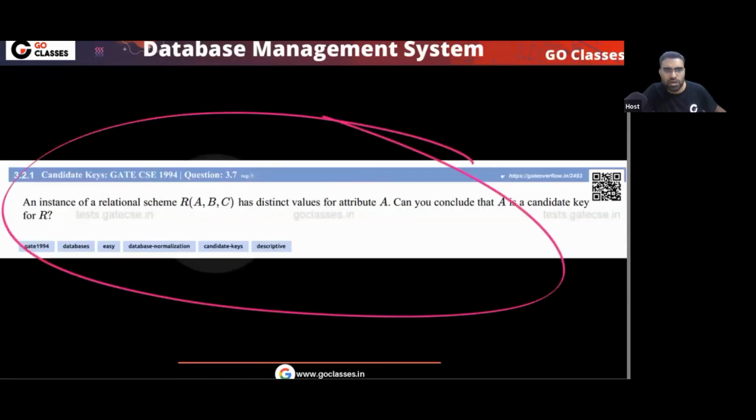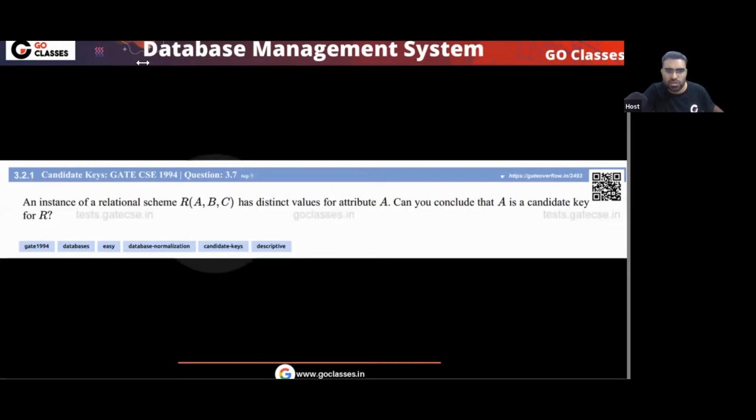This question also you can try. Just try this question yourself. This is a GATE 1994 question. An instance of a relation scheme has distinct values for A. Then can you conclude that A is a candidate key? No. From the instance, we cannot conclude. Yes or no? Very simple.